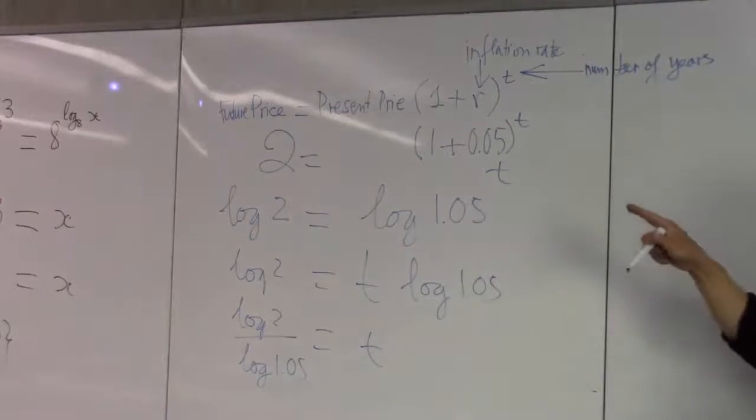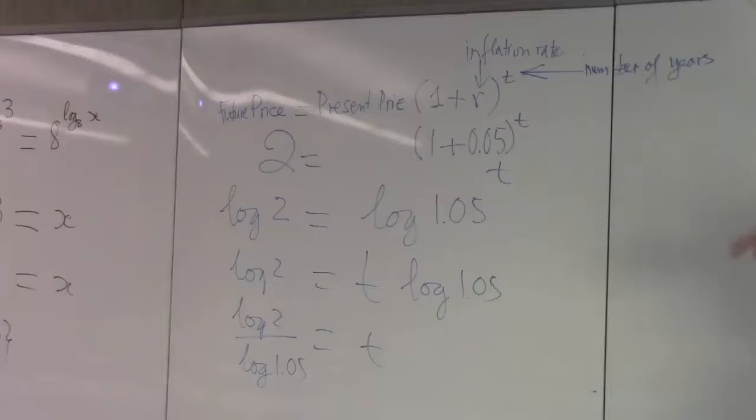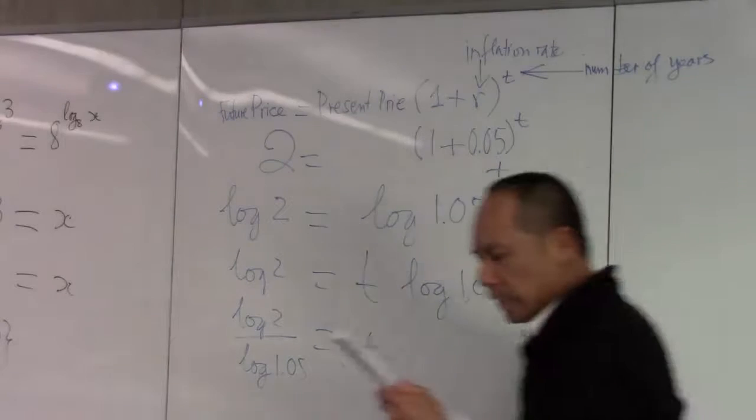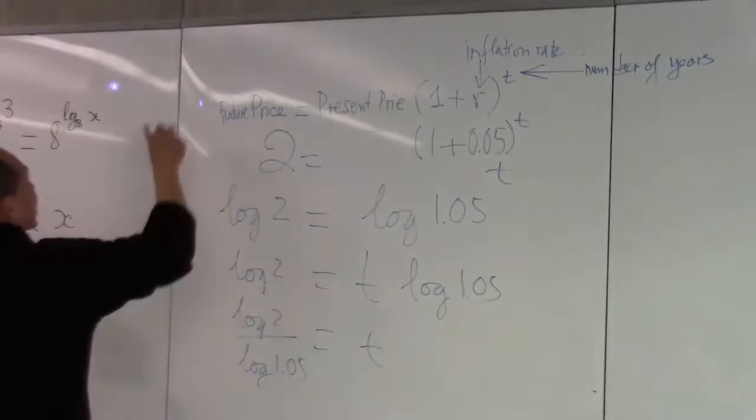That is, the future price equals the present price, and each year it increases by this formula. Now, that is question number 6.